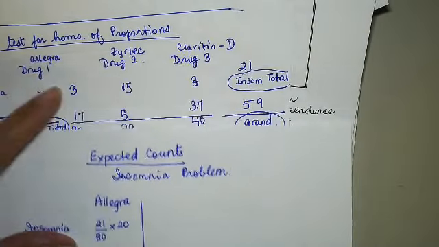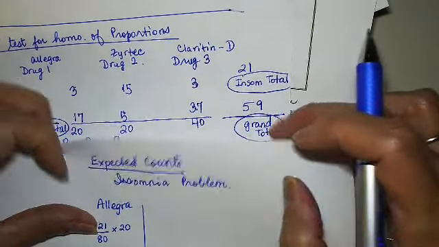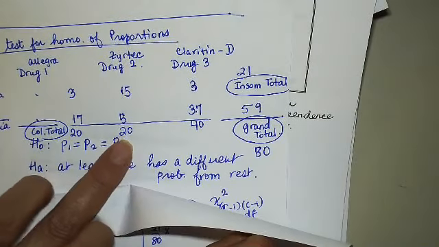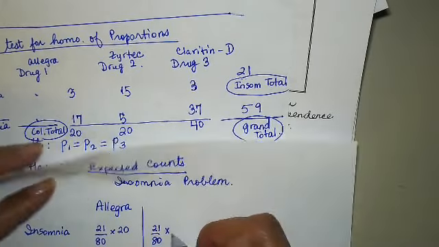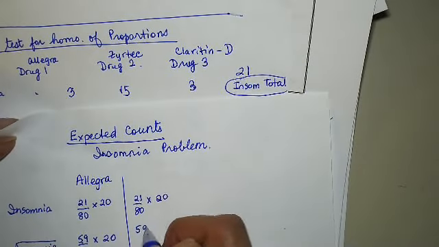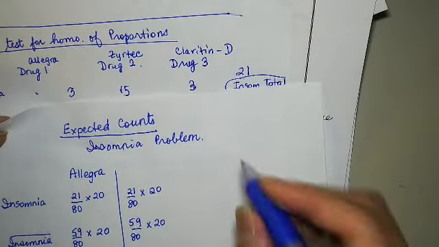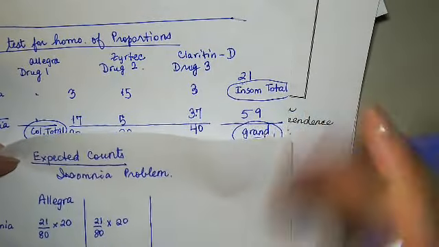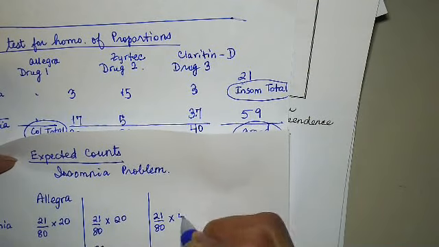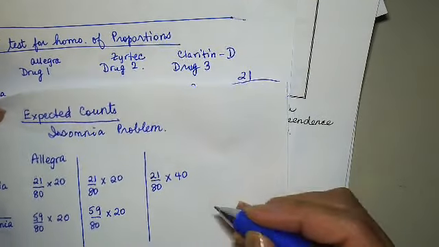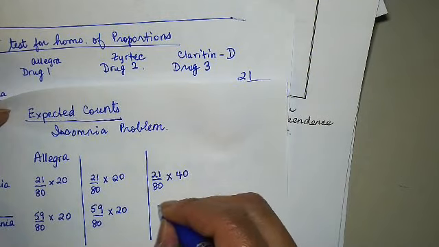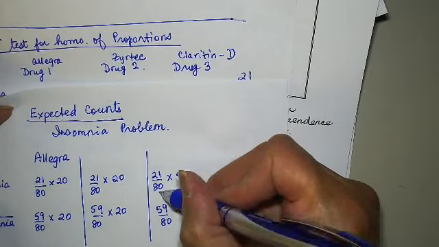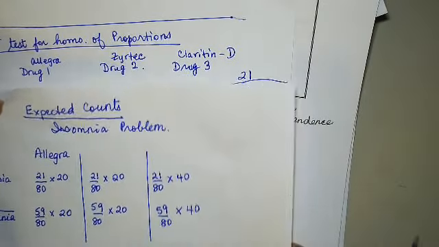And the one below it, which is no insomnia, would be that row total, which is 59, divided by grand total 80, times 20. And for the next cell, the expected count would be 21 over 80 times the new column total, but that happens to also be 20. And this one would be 59 over 80 times 20.